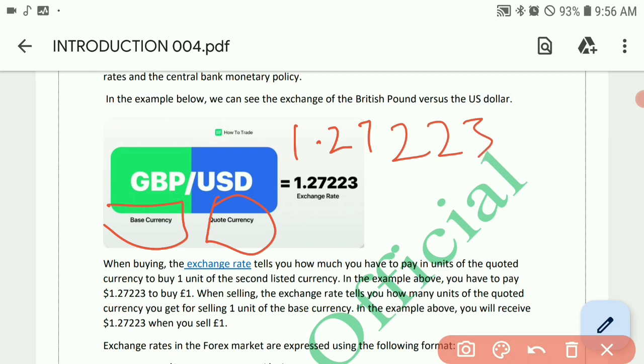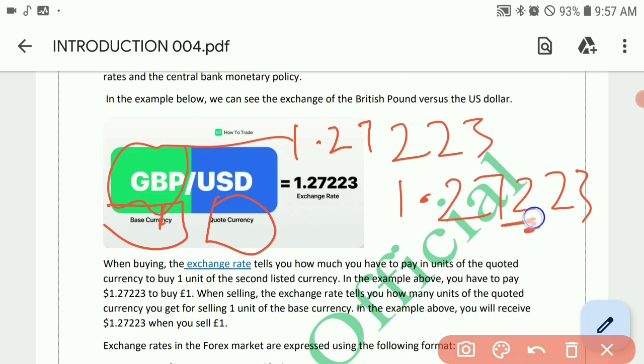So this is the exchange rate of GBP. For you to be able to buy 1 GBP, you must have more than this USD. You must have more than 1.27223. So you cannot buy GBP until you have this US dollar. This is the exchange rate for it. For you to have 1 GBP, you must have this dollar.